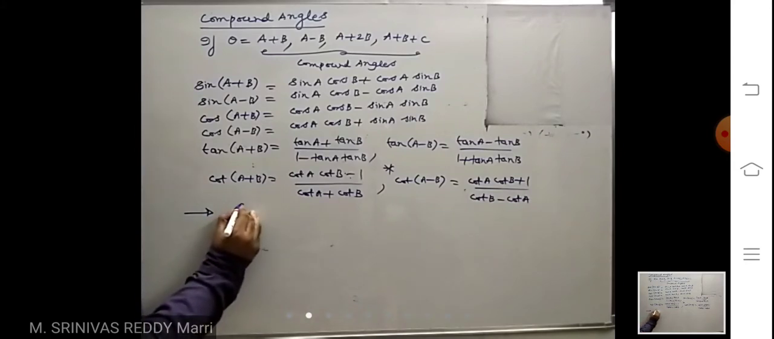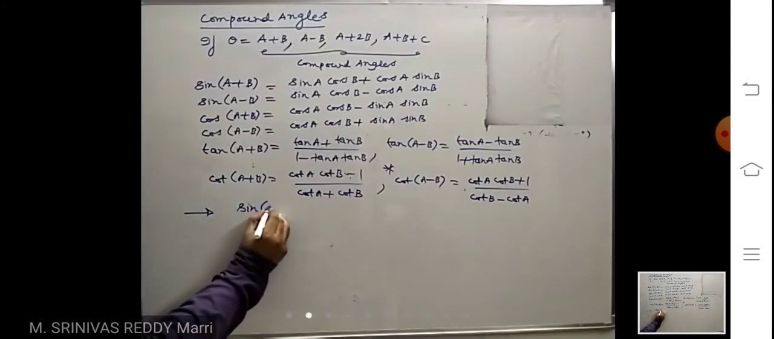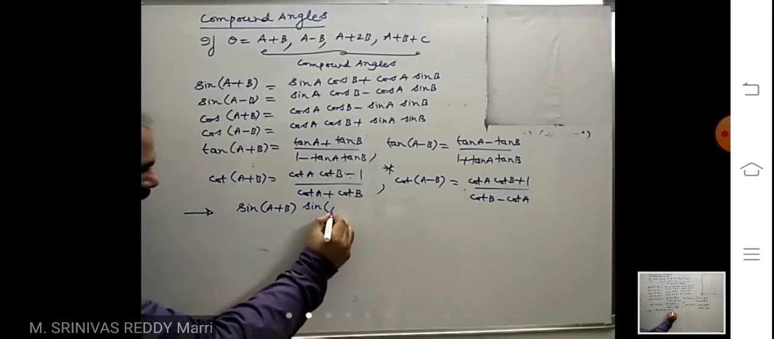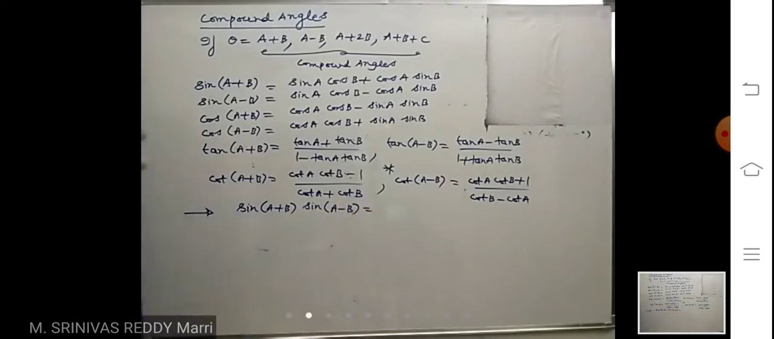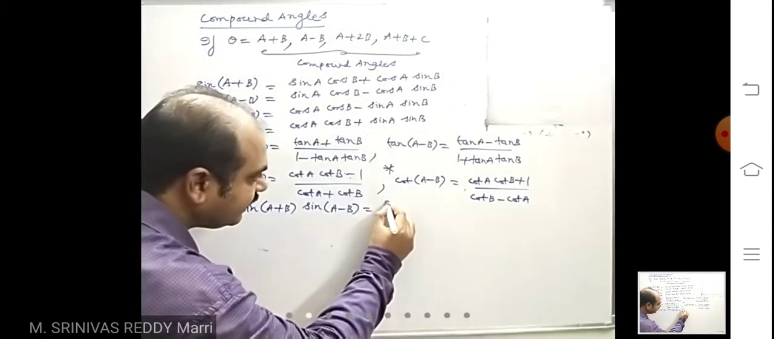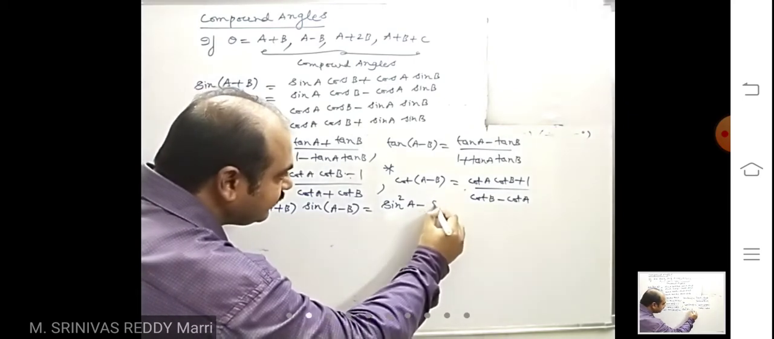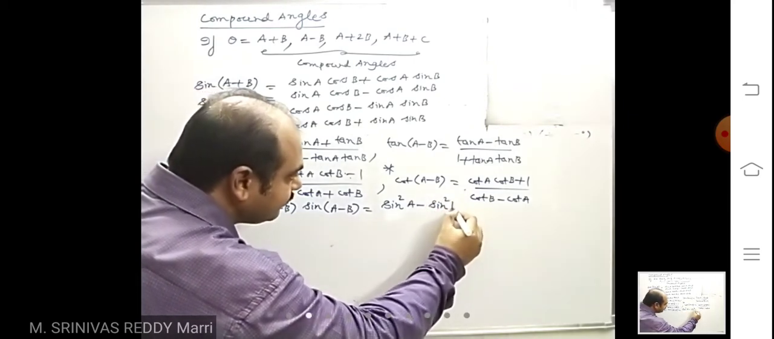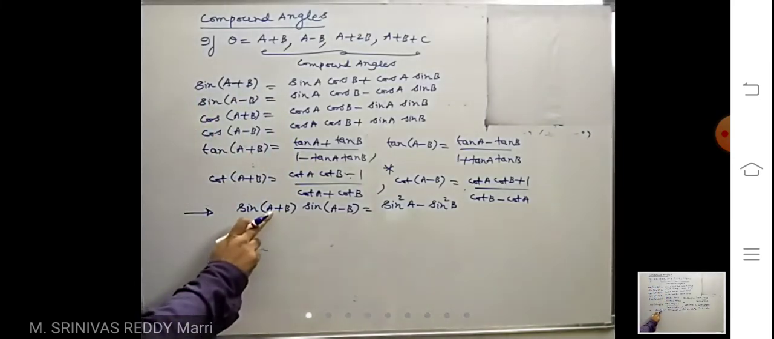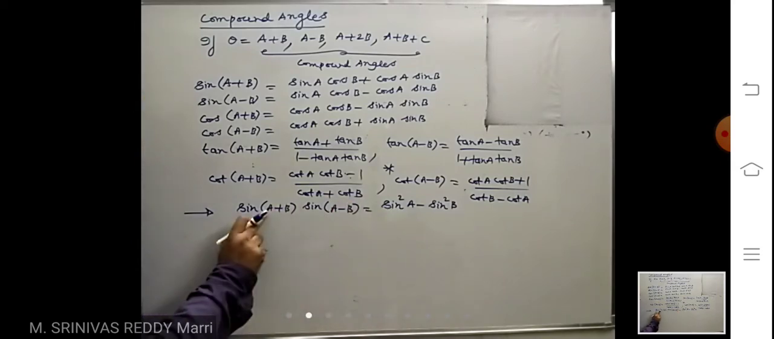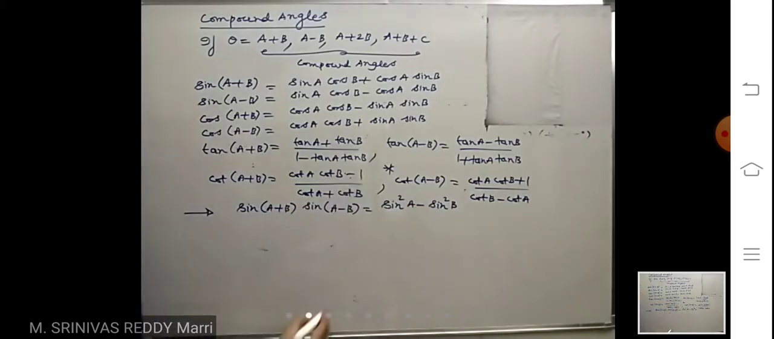Similarly, suppose whenever you get sine of A plus B into sine of A minus B, remember this formula: sine square A minus sine square B. Sine of A plus B into sine of A minus B is nothing but sine square first angle minus sine square second angle.